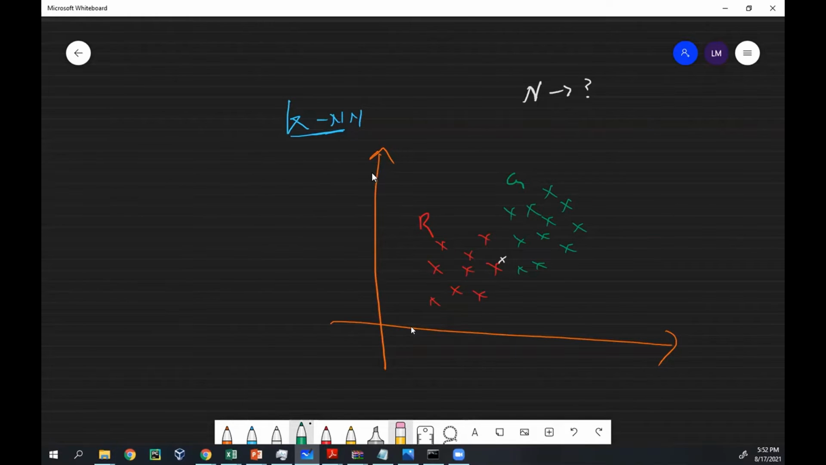So, for example, in this scenario, which is the nearest neighbor to your new point N? Which one is nearer, guys? If you can see, the red one is nearer. So how many observations have we taken? We took only a single observation, right? Just a minute, guys.